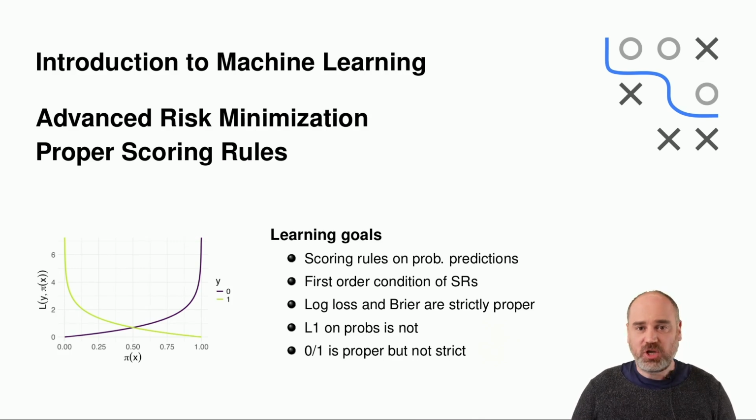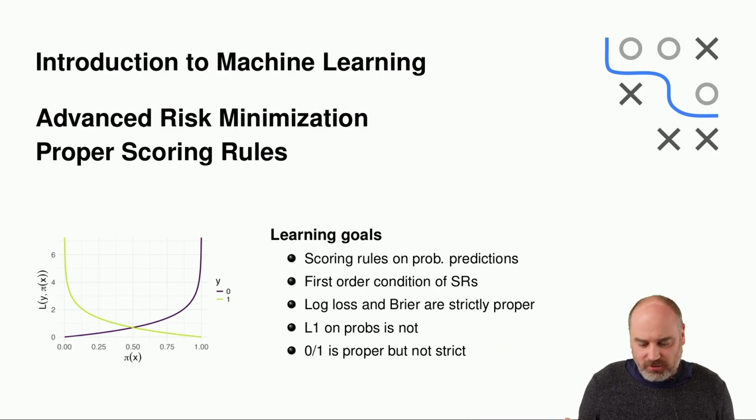So in this session, we will learn what proper scoring rules are, what strictly proper scoring rules are. We'll discuss a so-called first order condition on the loss function, so that it might be turned into, or identified as, a proper scoring rule. And we'll discuss a couple of examples. So log loss and Brier score are actually strictly proper scoring rules. We'll discuss one example which is not: that's L1 loss on probabilities. And we'll discuss the 0-1 loss in classification as an example which is proper but not strictly proper.